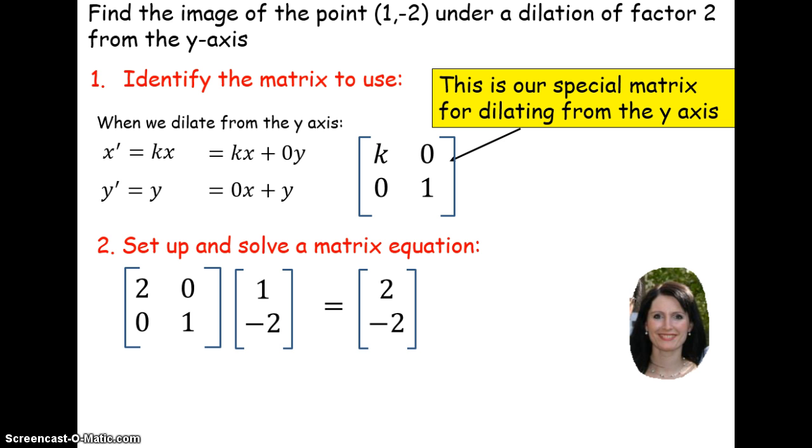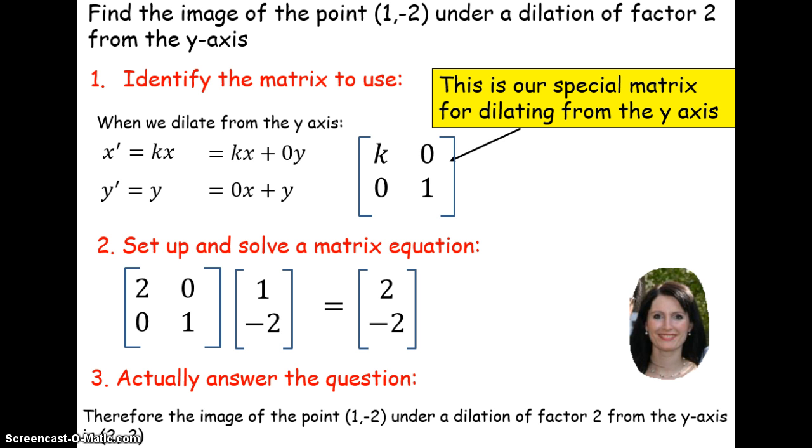Now that's all well and good, but we need to actually answer the question, and a matrix of 2, negative 2 doesn't answer the question. We need to state the image of the point 1, negative 2 under a dilation of factor 2 from the y-axis is 2, negative 2. What that means is that the point 1, negative 2 on your original graph becomes 2, negative 2 when we dilate that graph by a factor of 2 from the y-axis. So it means on our new image graph, that point is now at 2, negative 2 instead.